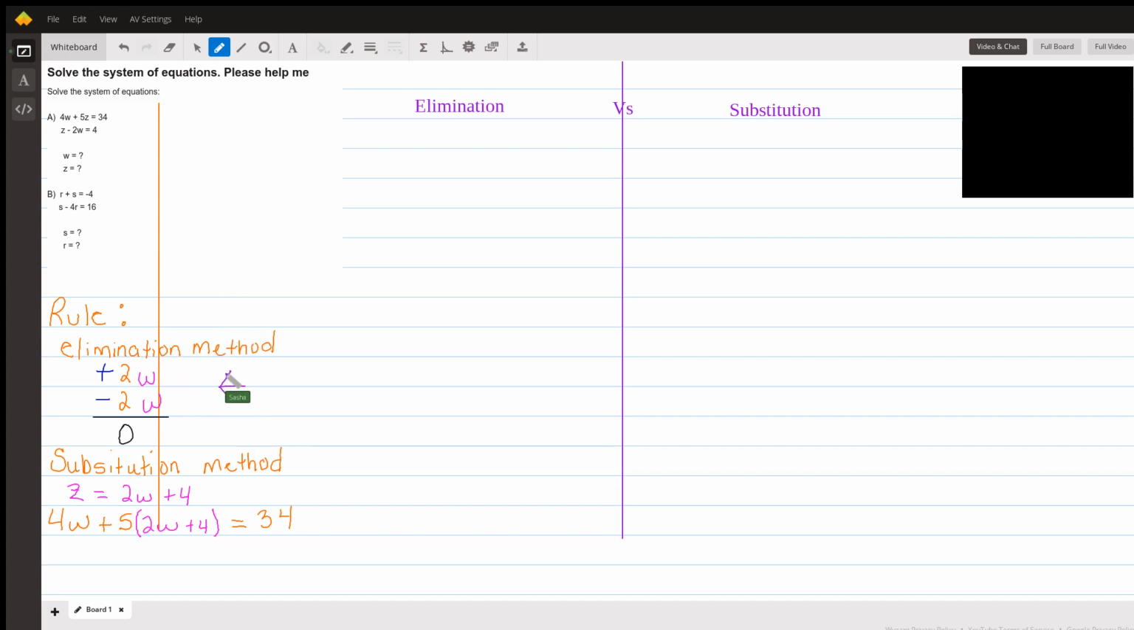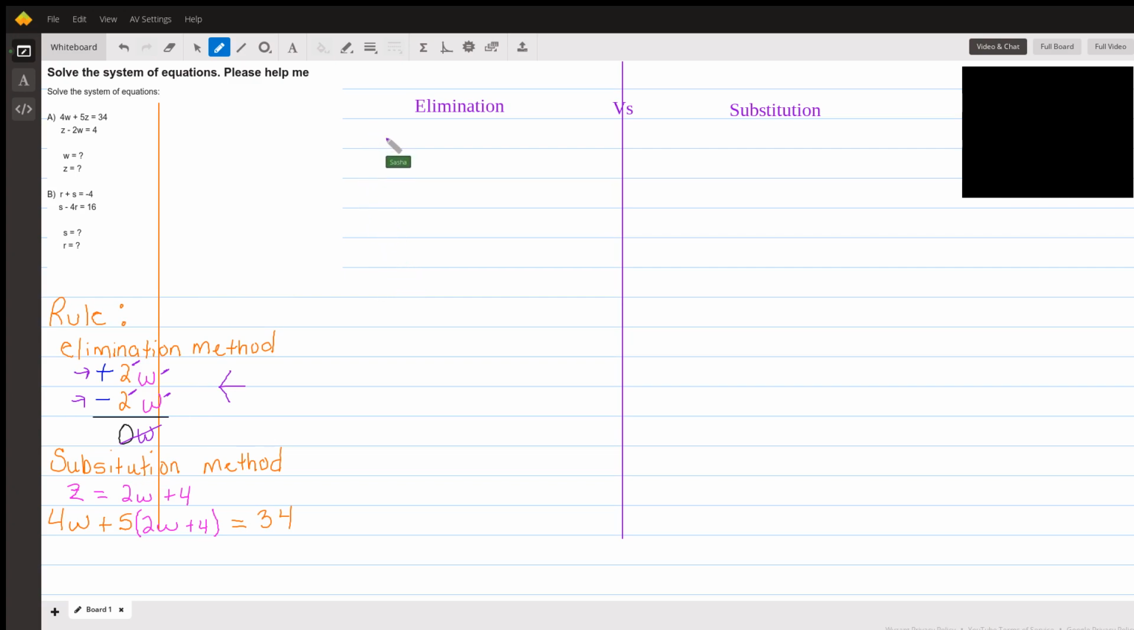To eliminate, a term has to have opposite signs, a positive and a negative, the same coefficient, which is that number in front of the variable, and the same variable, okay? Because a positive 2 minus a 2 is equal to 0. And then 0 times W is equal to 0. So we eliminate it. That's why it's called elimination. So let's use that method first.